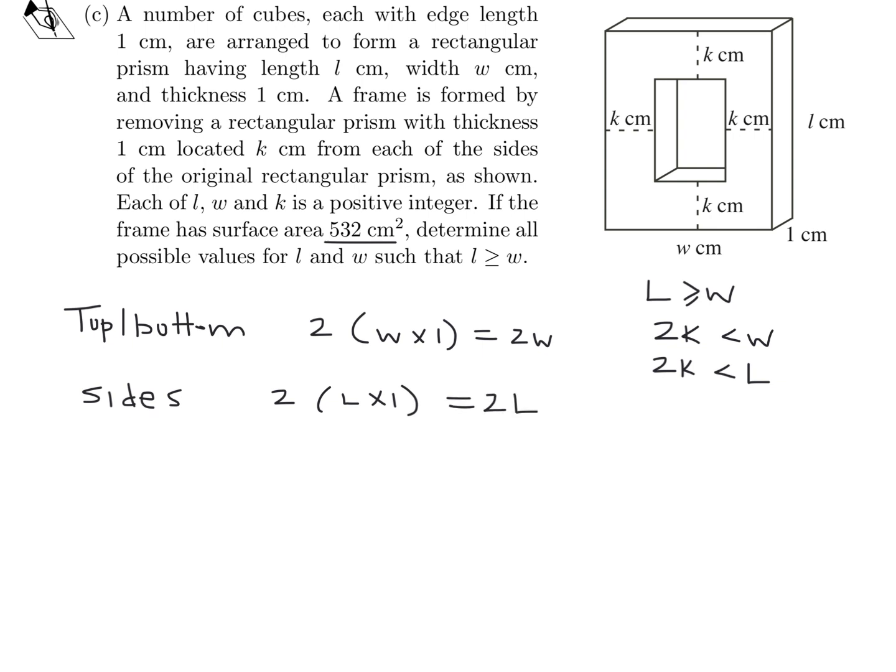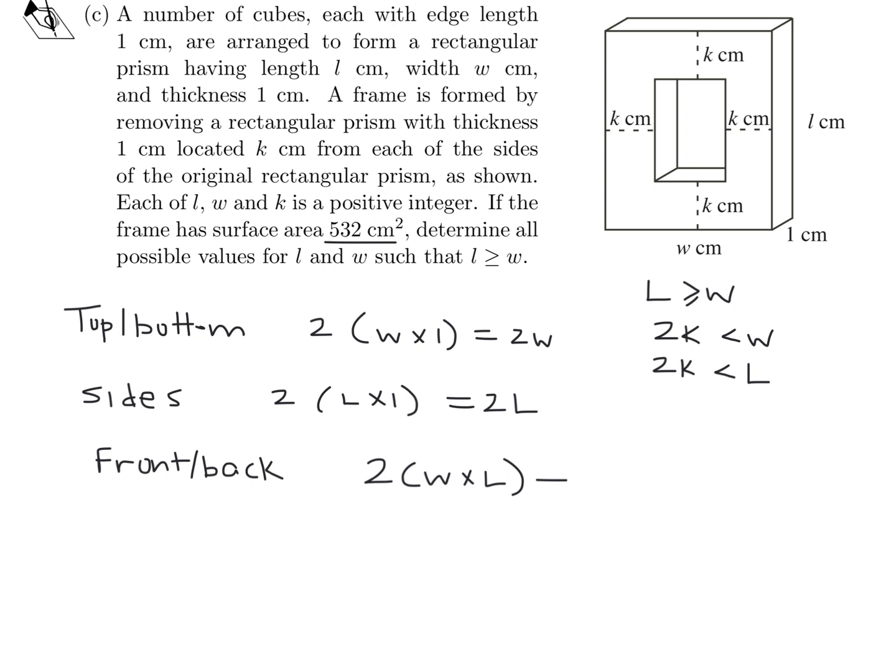Okay, so now we have to take into consideration these K's when we do the front and the back. All right, front and back. So if you just look at the full front without cutting it out, it would basically be just 2 times W times L, correct?